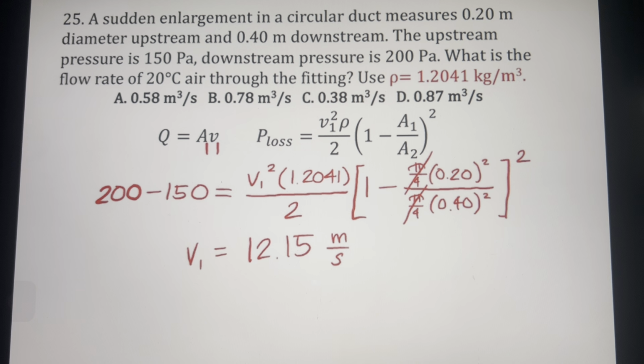Okay, our volume flow rate is area 1. It is the area of our circular duct at the upstream. So that will be pi over 4 times the diameter upstream. That is 0.20 squared multiplied by V1, which is 12.15 meter per second. What is our volume flow rate? It is equivalent to 0.38 meters cubed per second.